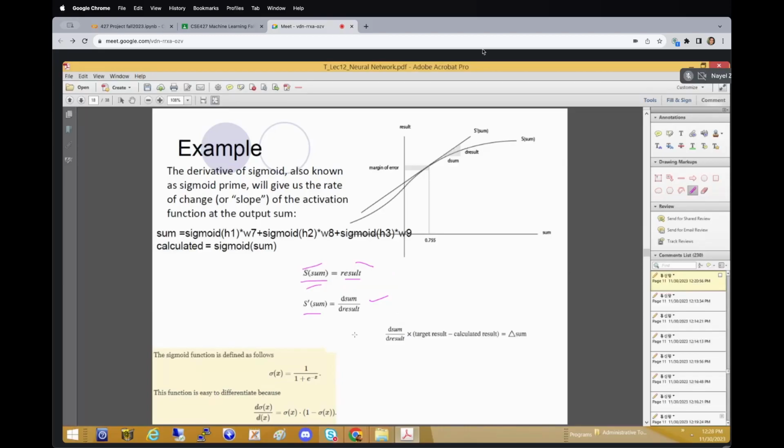So now we can see here there is d sum by d result, that is the derivative of our sum with respect to the result of this error. That means we can see here there is target results minus calculated results. The target result is 0 and the calculated is, in that case, 0.77, and we can call this one the delta sum. That is the rate of change of sum, so this equation we can simply use here.